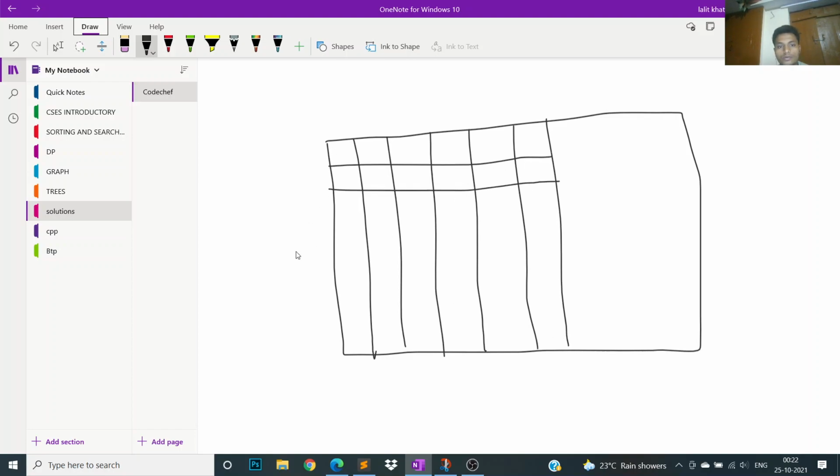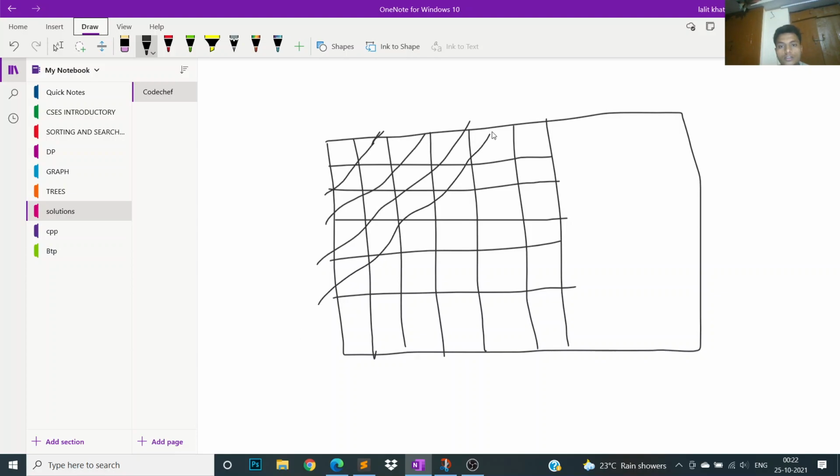1 2 3 4 5, then 2 3 4 5 6, and 1 2 3 4 5 6. Now it is noticeable that if we have blocks in this, block in this, block in these, and if we have a continuous block in these, then we can't reach the end position.